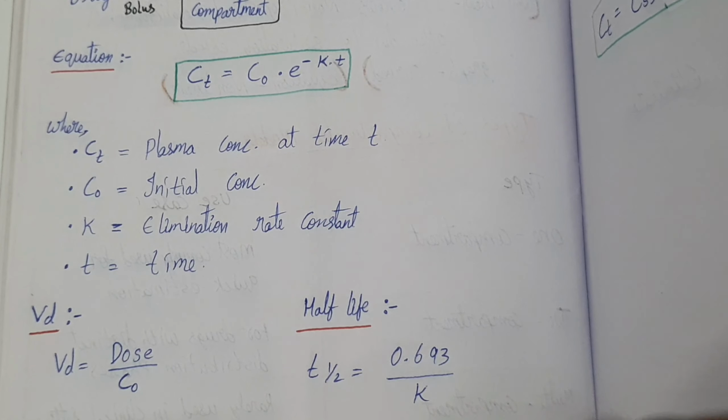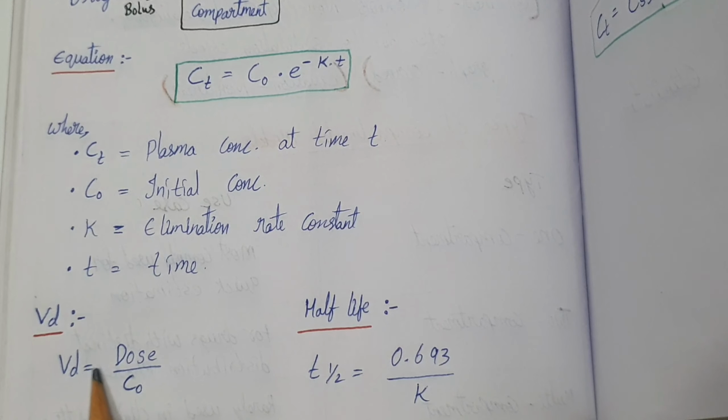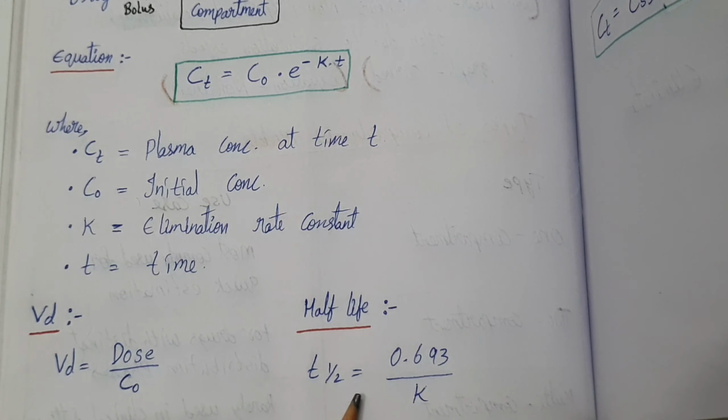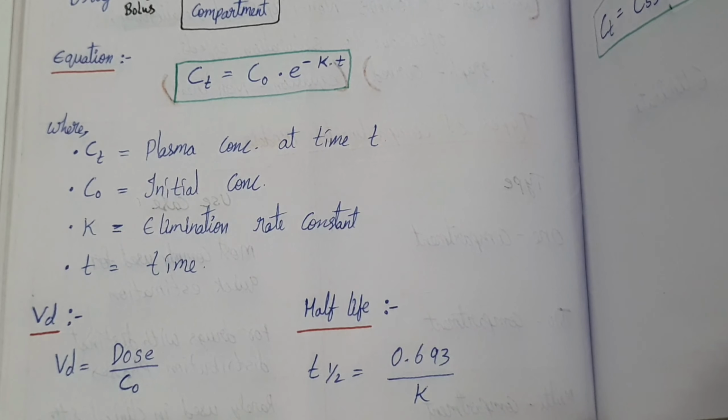Next we have volume of distribution and half-life. The volume of distribution equals dose divided by C naught. This tells us how extensively the drug is distributed in the body, and the half-life is calculated as t half equals 0.693 divided by K. This is the time it takes for a drug concentration to reduce by half. The concentration of drug is reduced by half.